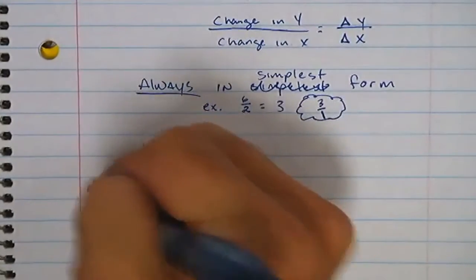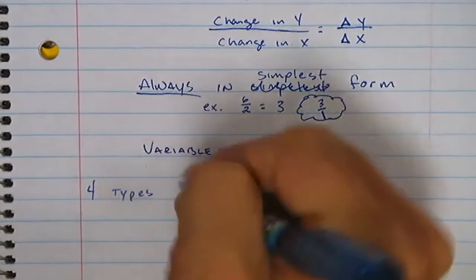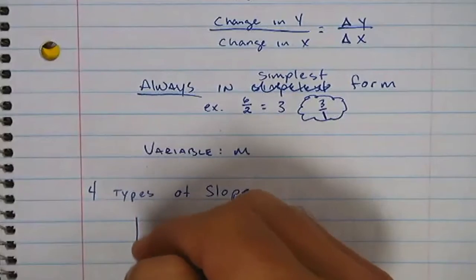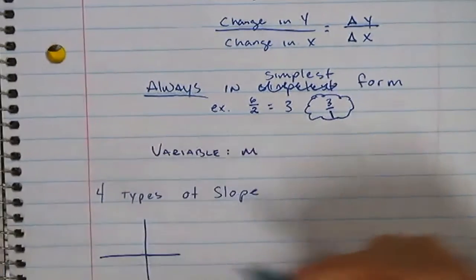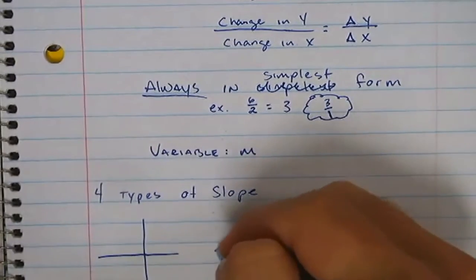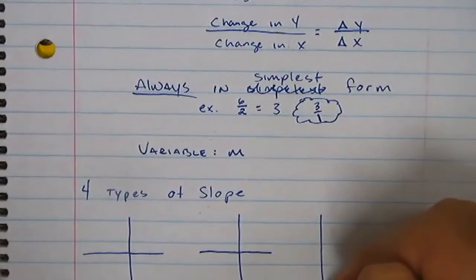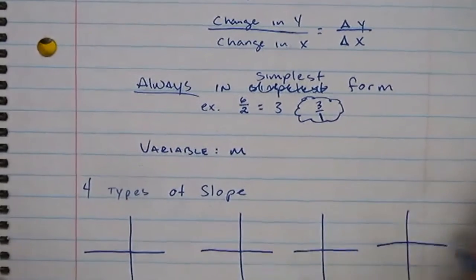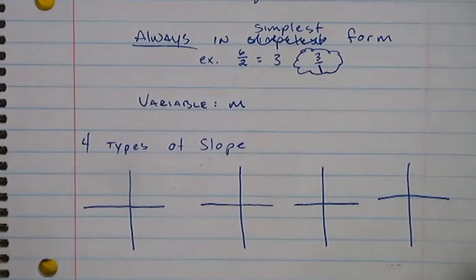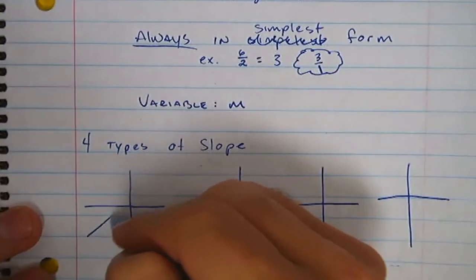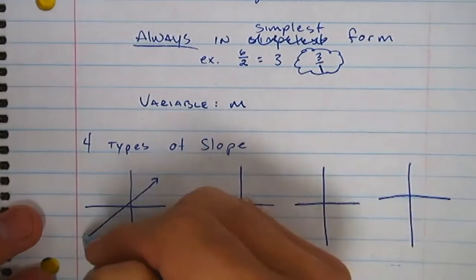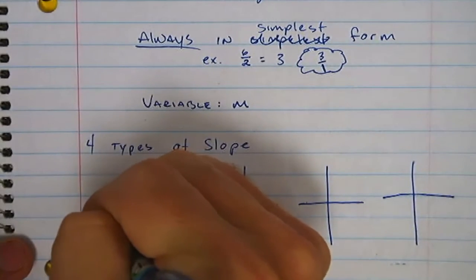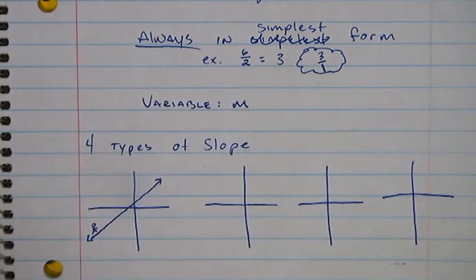Now, there are 4 types of slope. Okay, so just to investigate that, I'm going to draw 4 basic graphs so that we can sketch a different line on each one and get a feeling for the 4 types. All right, so our first type of slope is going to go from low left to high right. And if you can imagine a little guy on the graph, he's walking up that line.